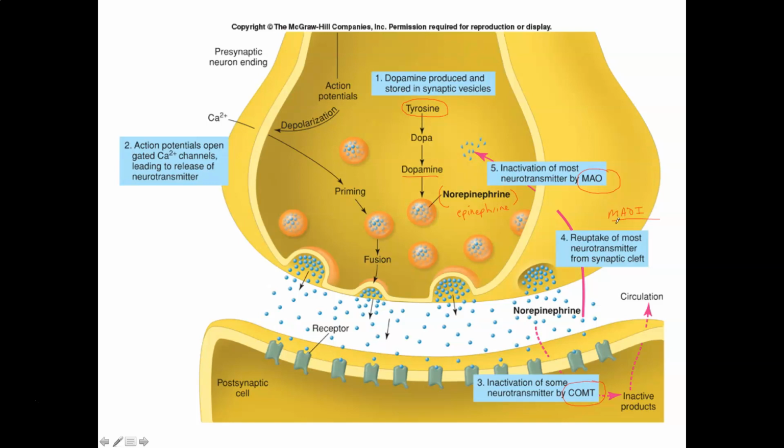As I said, norepinephrine can be used in different places in the body. So we see norepinephrine and even epinephrine, but we're going to focus mostly on norepinephrine. We see it released in both the peripheral nervous system and the central nervous system. In the peripheral nervous system, we tend to focus on the postganglionic sympathetic neurons.